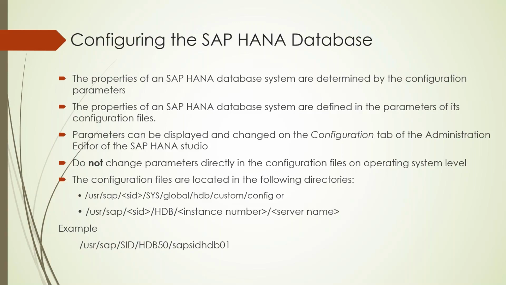The properties of SAP HANA database systems are determined by configuration parameters. The properties of the SAP HANA database systems are defined in the parameters of its configuration files. The parameters can be displayed and changed on the Configuration tab of the Administration editor of the SAP HANA Studio. Do not change parameters directly in the configuration files from the operating system.